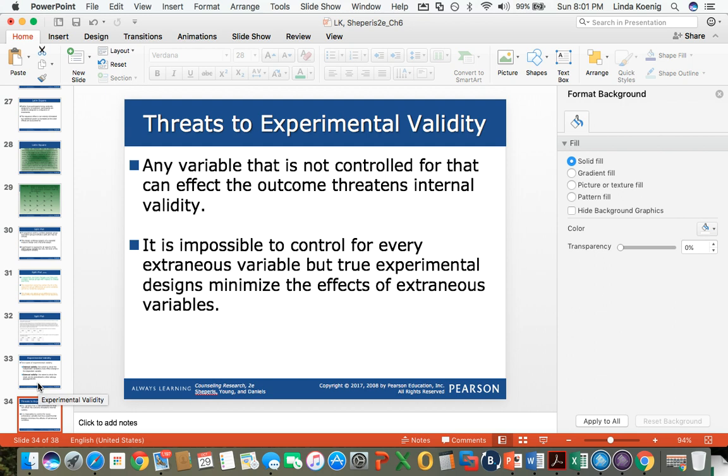Threats to our experimental validity: any variable that's not controlled can affect the outcome and threaten internal validity. And it is not possible to control for every extraneous variable. But if we have a true experimental design, we are exerting the most control, and that minimizes the effects of extraneous variables the most.